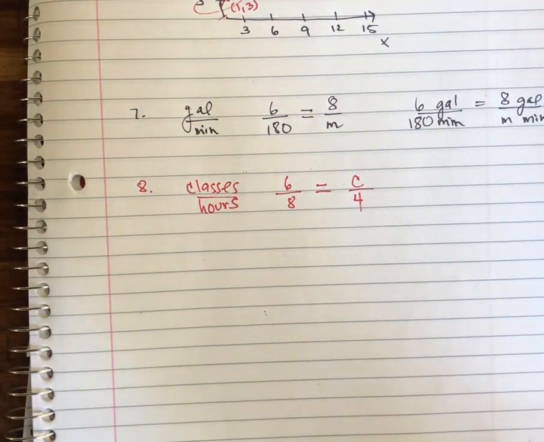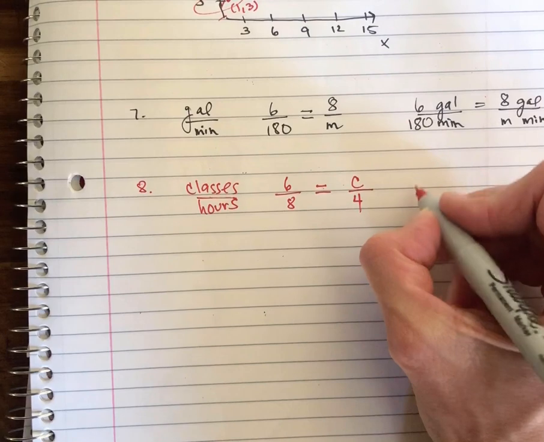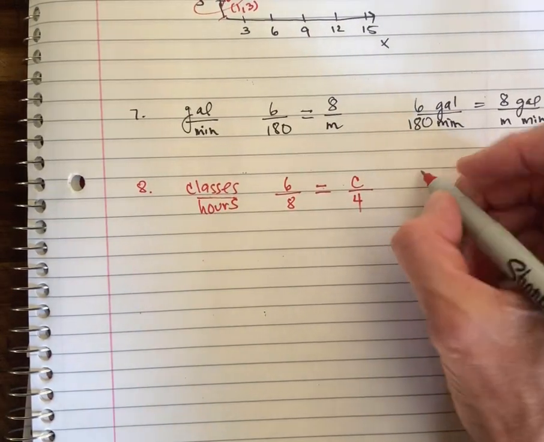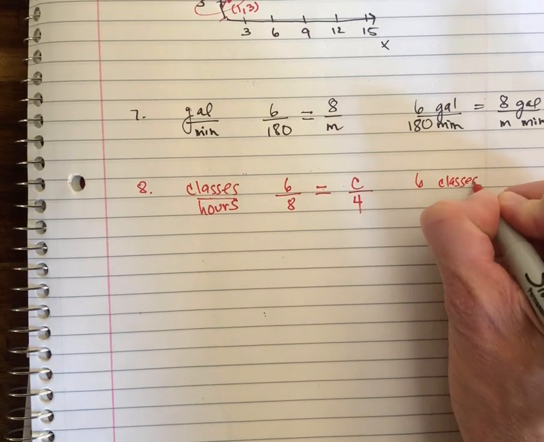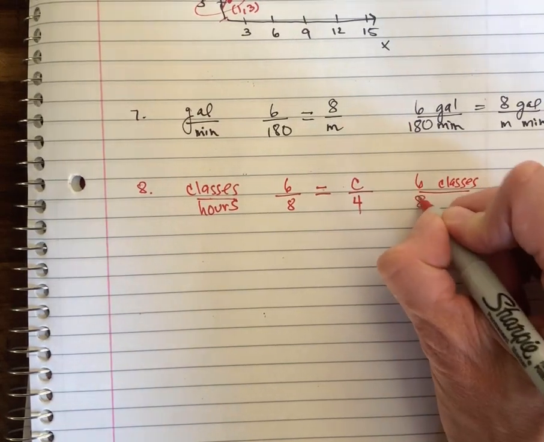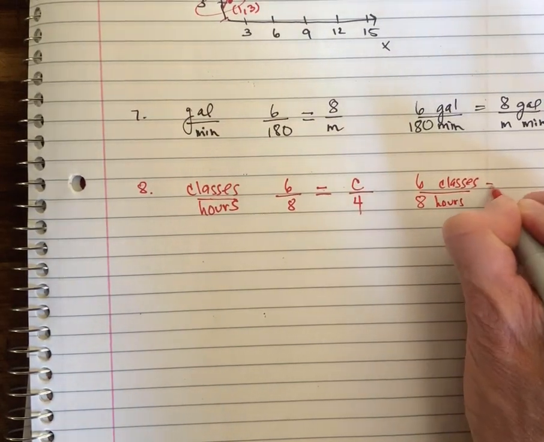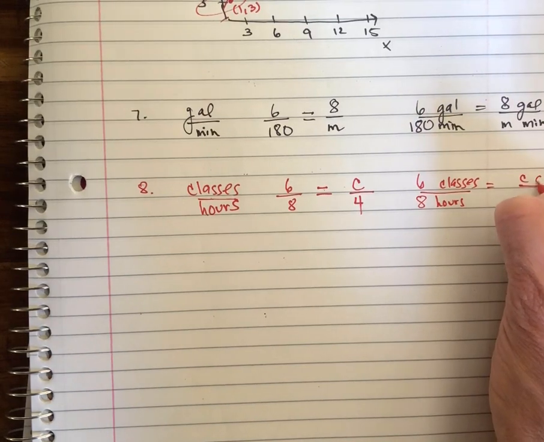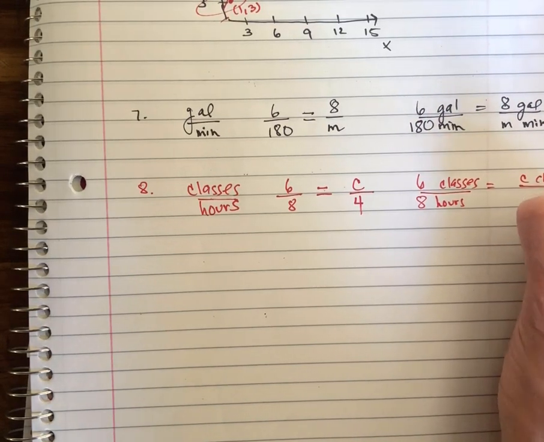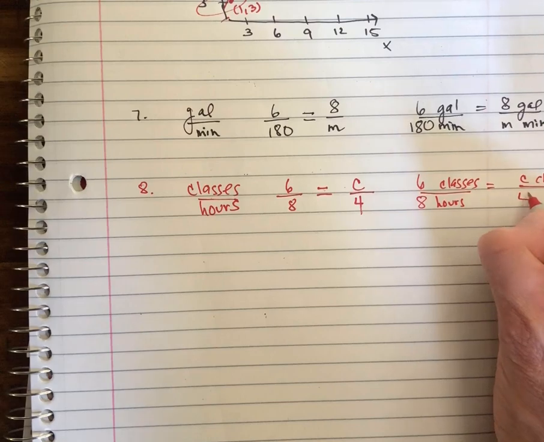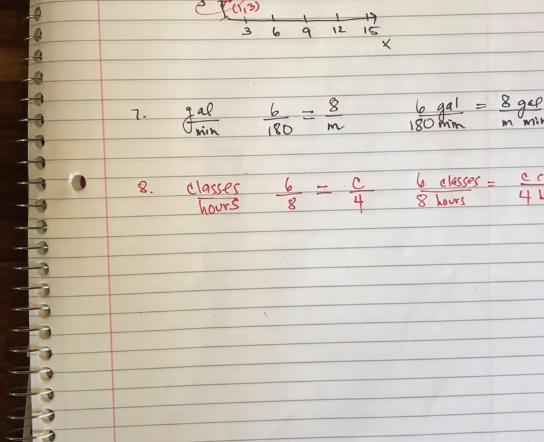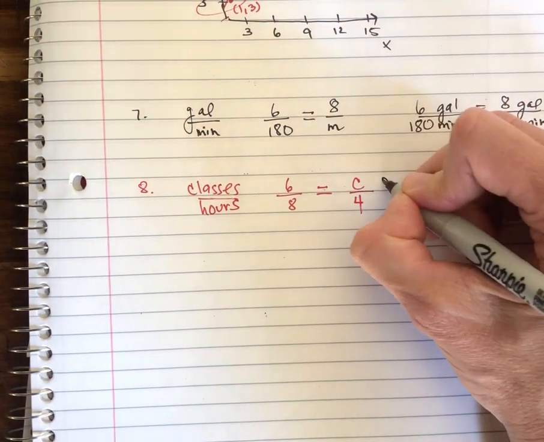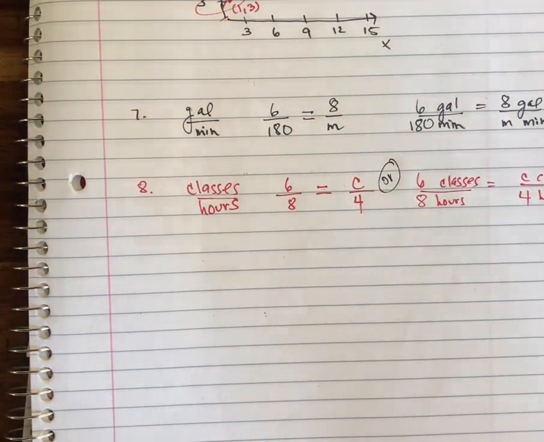You might see it written in a test or in a textbook where they put the units right in the proportion, like so, with 4 hours. And either way of writing this would be accurate, okay?